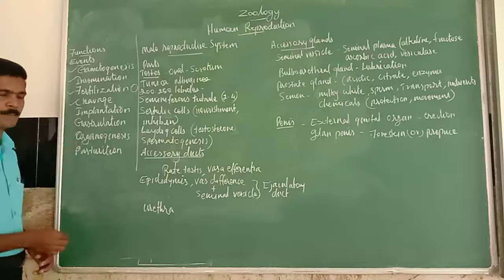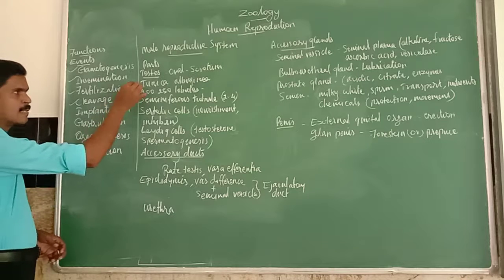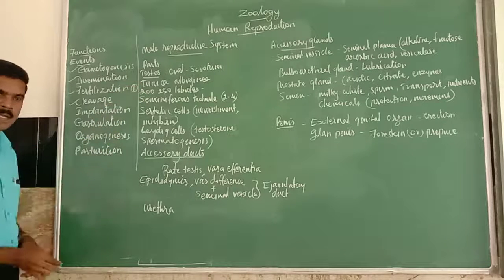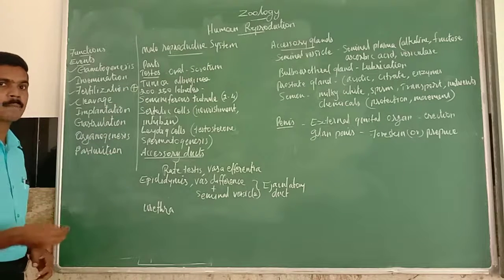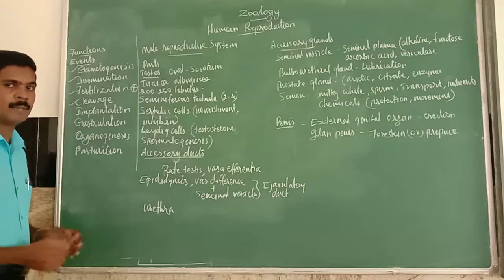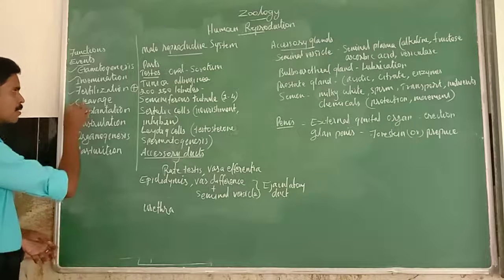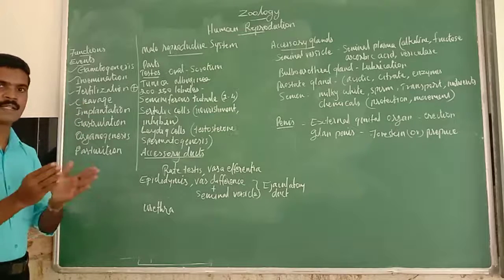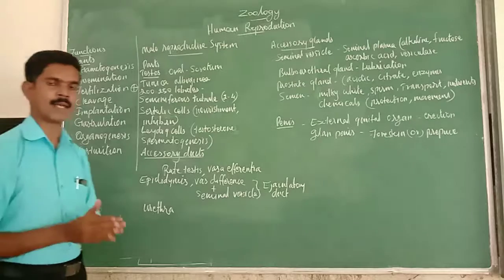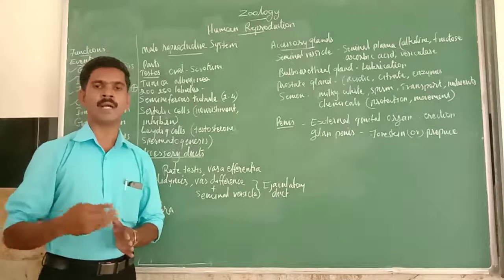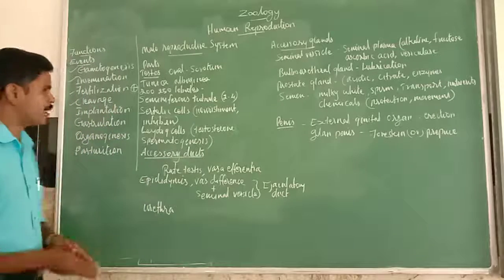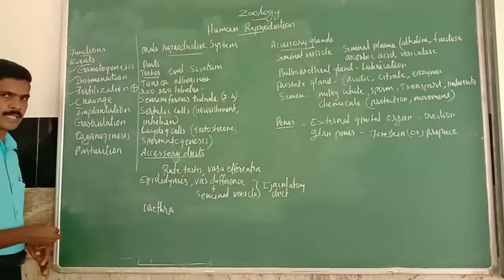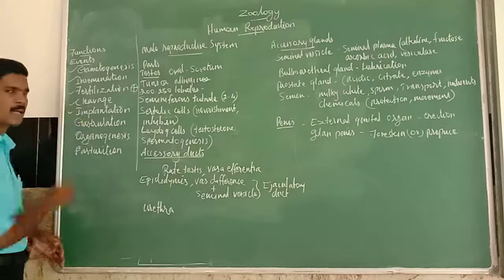Here, cleavage means the single-cell zygote is divided into many cells, a multicellular blastocyst, by mitotic cell division. This process is called cleavage. Cleavage means division. The single-cellular zygote is divided into a multicellular blastocyst by mitotic cell division. This process is called cleavage. And the next one is implantation.